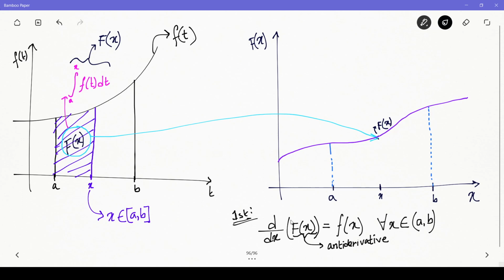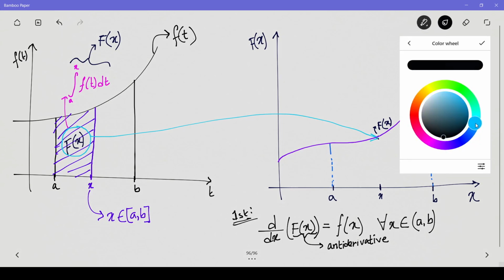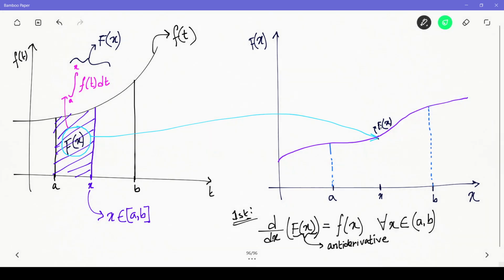Fine. Now let's try to talk about the second fundamental theorem. So let's change the colors. Okay, so notice that our antiderivative function's value at a is what? Capital F of a, right? And the antiderivative function capital F of x, its value at b, or the upper limit, or the right hand limit, is what? Capital F of b, right?